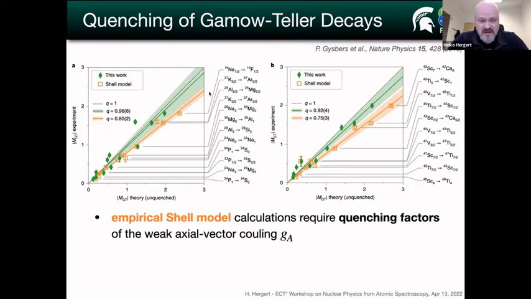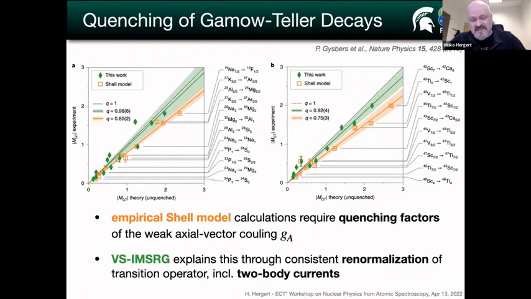So in these empirical calculations that are shown for various transitions in orange, with empirical interactions, you need to introduce an empirical quenching factor on the axial vector coupling g_A. That's usually 75 to 80%. And if you instead use an unquenched g_A and just do a better job at treating the many-body system, the many-body correlations, namely by doing valence space IMSRG and including two-body currents, you can explain pretty much all of this quenching.